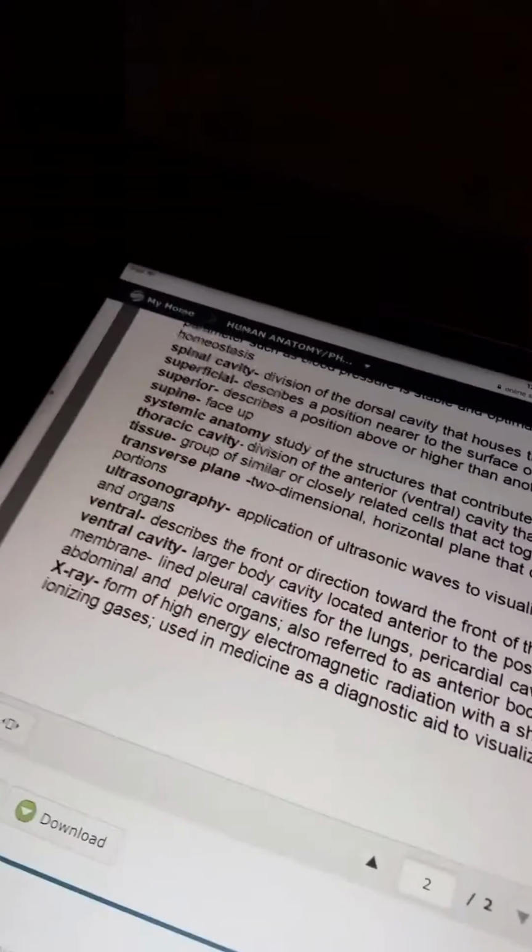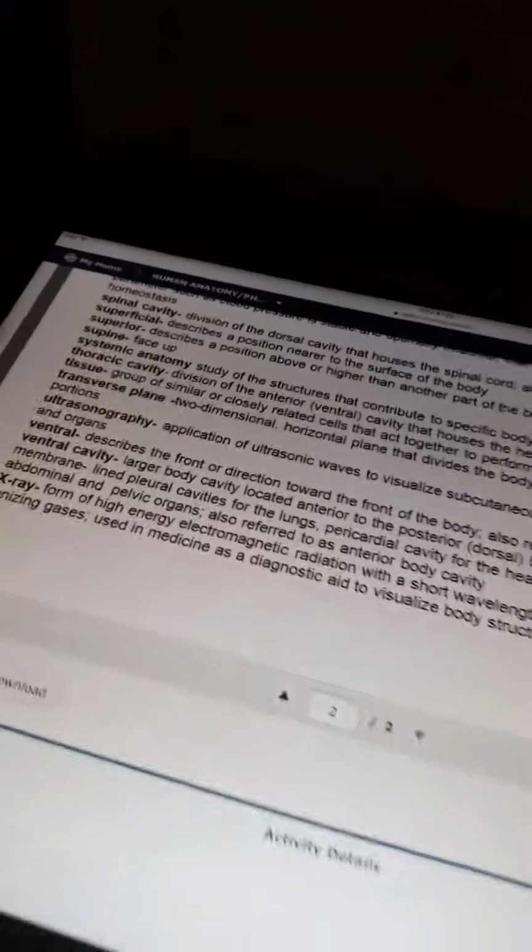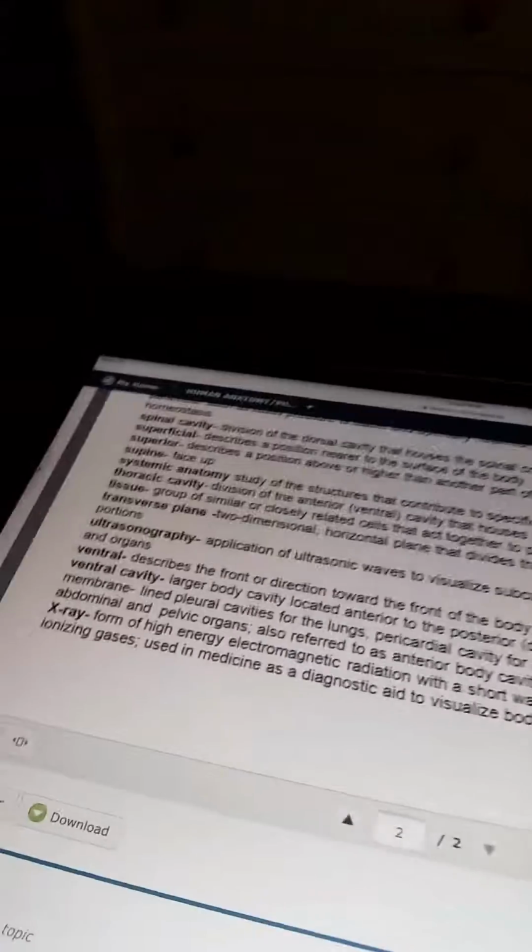Ventral, describes the front or direction toward the front of the body, also called anterior. Ventral cavity, larger body cavity located anterior to the posterior body cavity, includes the serous membrane. X-ray, form of high-energy electromagnetic radiation with a short wavelength capable of penetrating solids and ionizing gases, used in medicine as a diagnostic aid to visualize body structures such as bones.